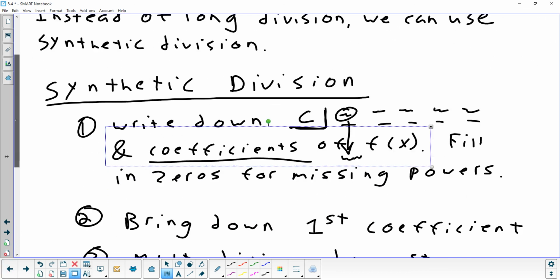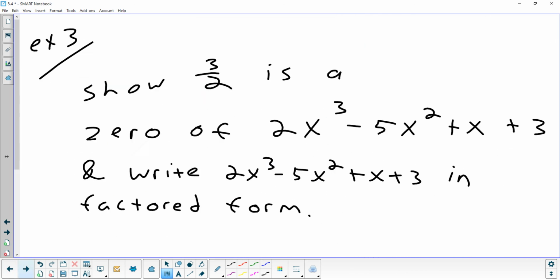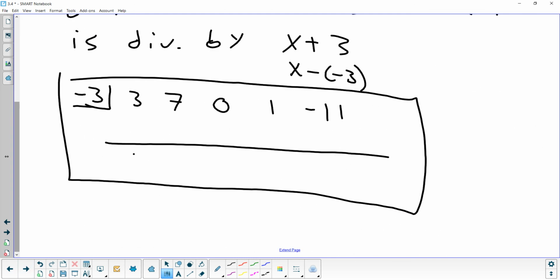So step 1. Bring down the first coefficient. Okay, let's do that. So I brought it down. Now, what do I do with this first coefficient? You multiply by -3. Multiply it by -3. Okay, I get -9. And it said put the answer under the second coefficient. I just did. Now I have a column. What am I going to do with this column of numbers? Yes. Add them. 7 plus -9 is -2.